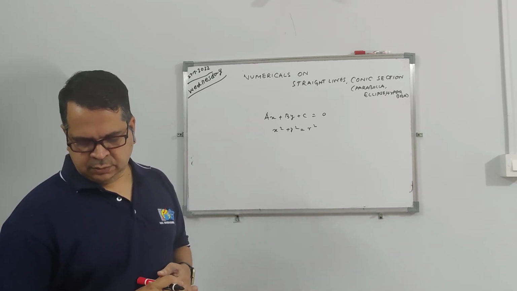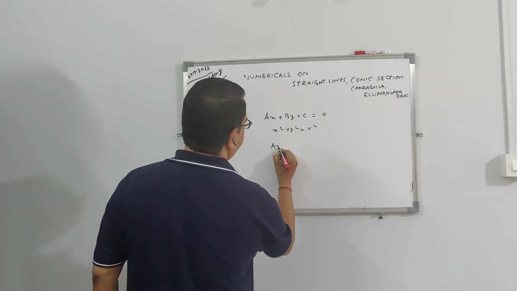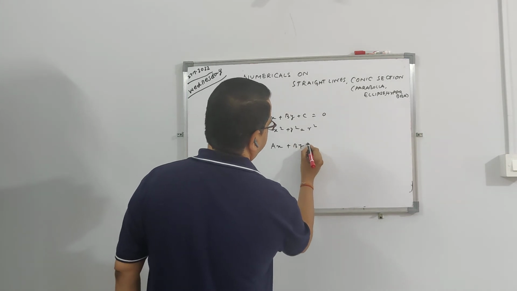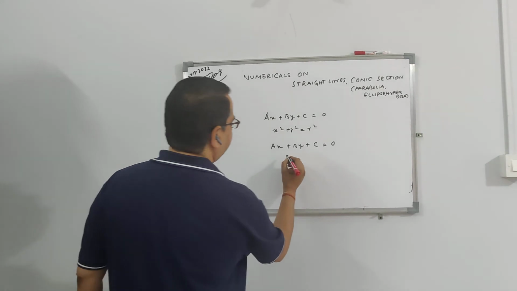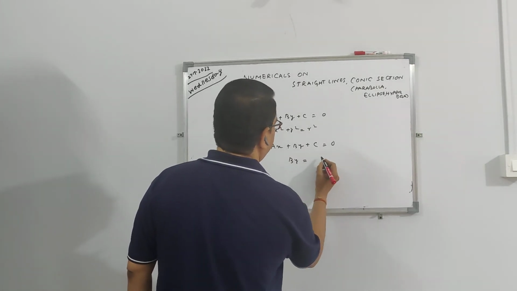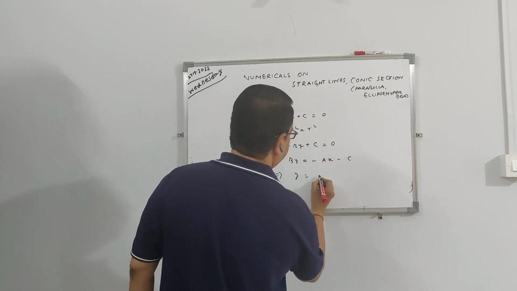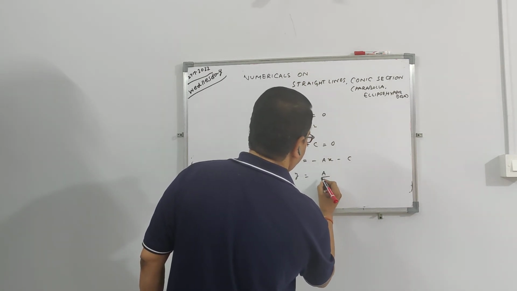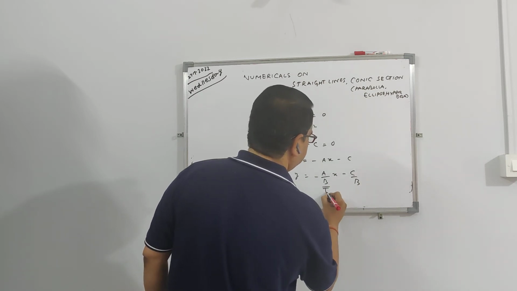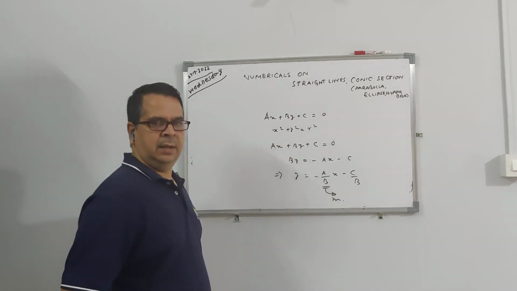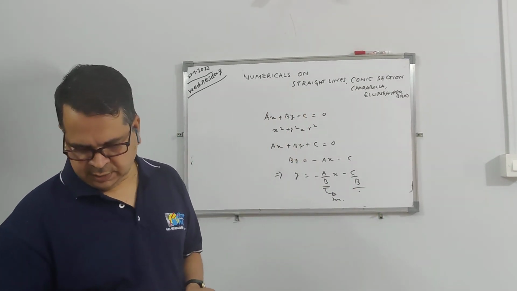If they give you an equation like ax plus by plus c, they will ask you to find the slope and other things. So what you will do: by is equal to minus ax minus c, that implies y is equal to minus a by b into x minus c by b. That means minus a by b is the slope of the line, and this is your intercept. Something like that they can ask.